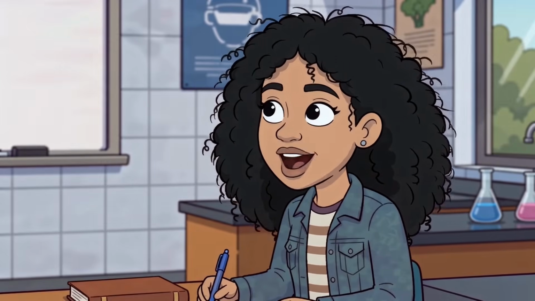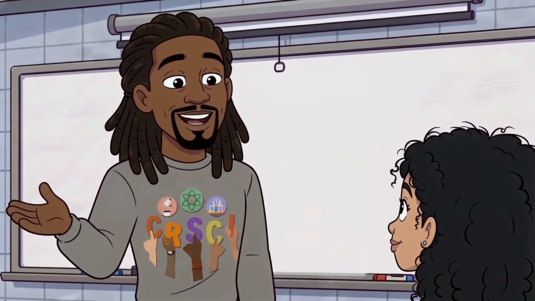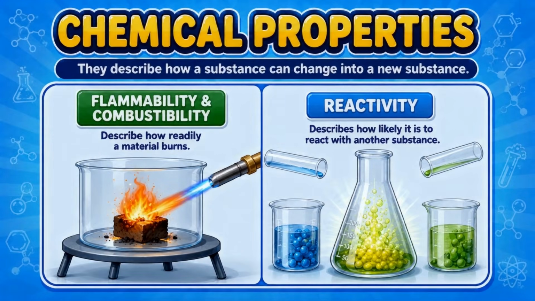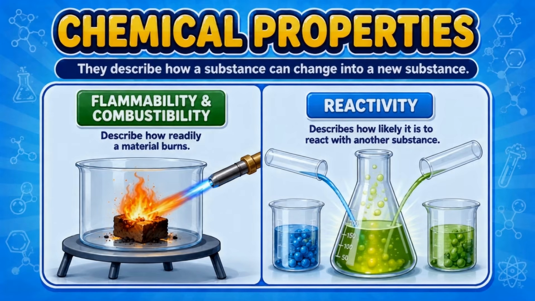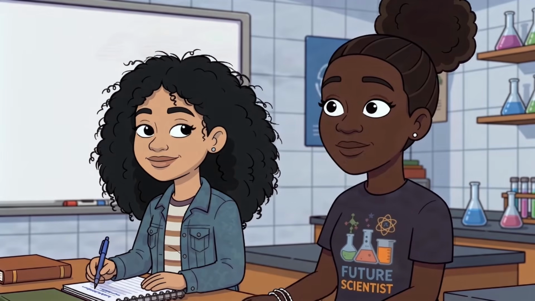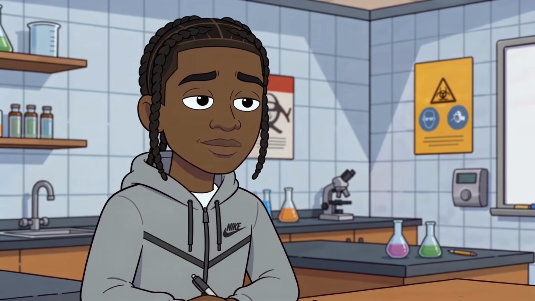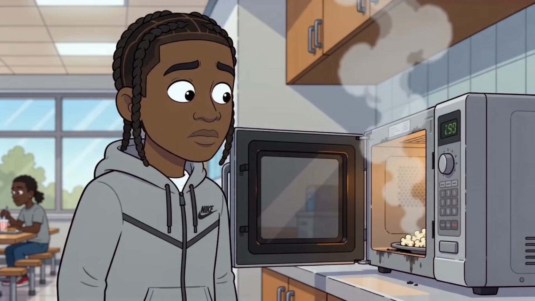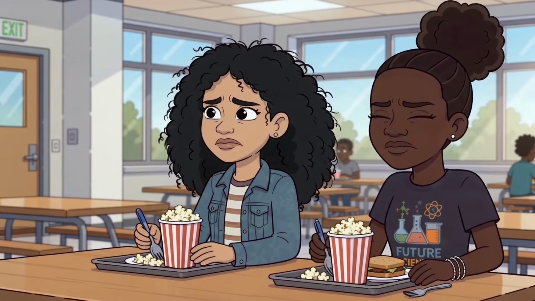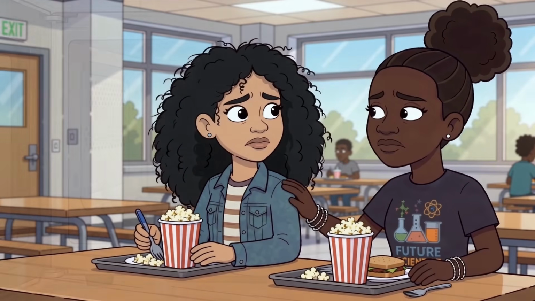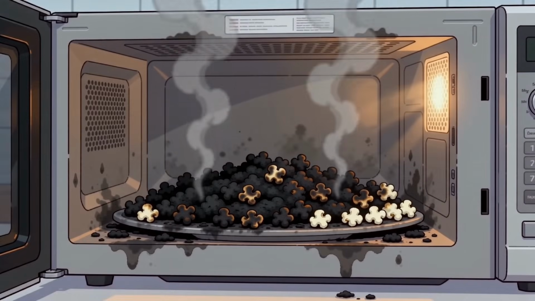What are chemical properties? They describe how a substance can change into a new substance. Flammability and combustibility describe how readily a material burns, while reactivity describes how likely it is to react with another substance. So, burning popcorn is a chemical change? Here we go. Yes. Burning creates new substances, which is why burnt popcorn cannot be changed back into fresh popcorn.